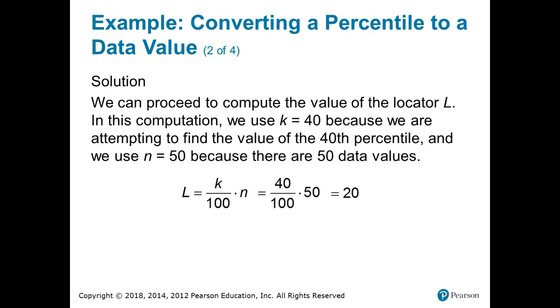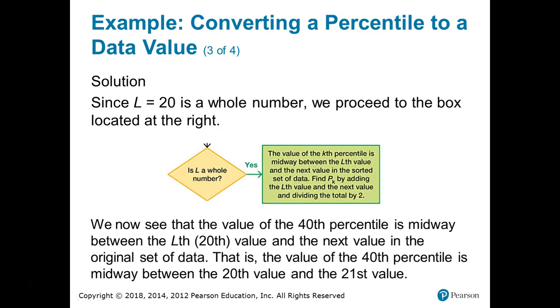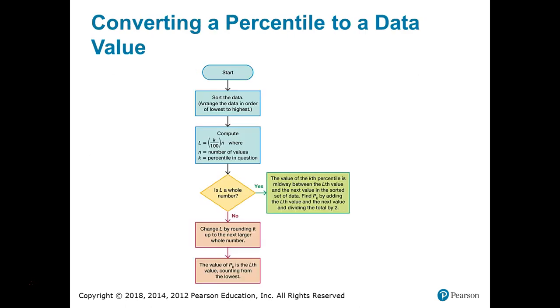So now we are proceeding with this. We have L equals K over 100 times N. So we have K equals 40 because we are attempting to find the value in the 40th percentile. So we put in 40 right here, divided by 100 times 50. We get L equals 20. Since L is a whole number, let's proceed to the box located to the right. So now we are looking at this scenario right here.